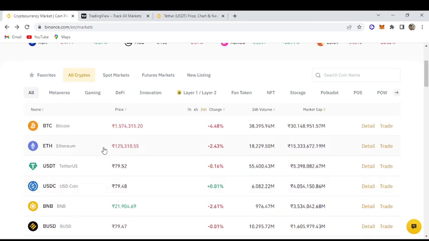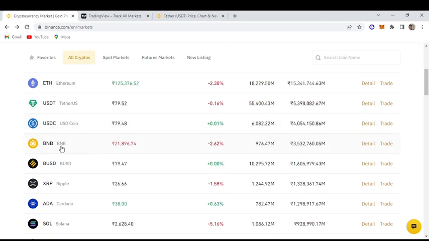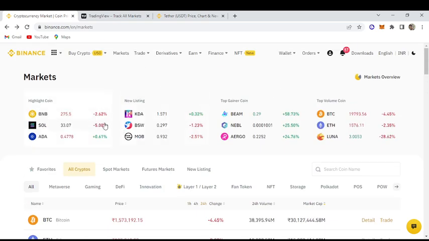And after that, we have already talked about BNB, the highlight coin, and currently Solana dropped 5%. That's sad.